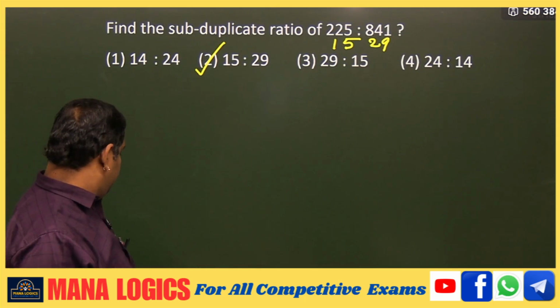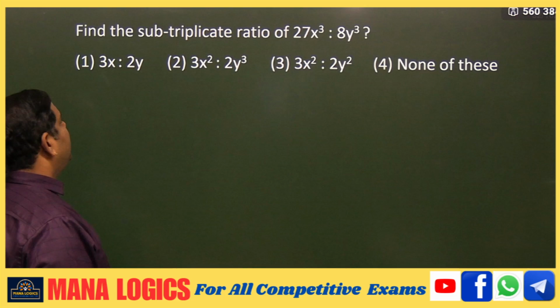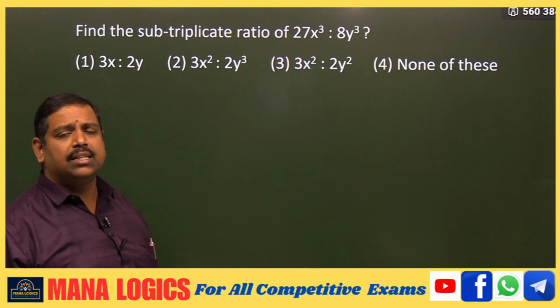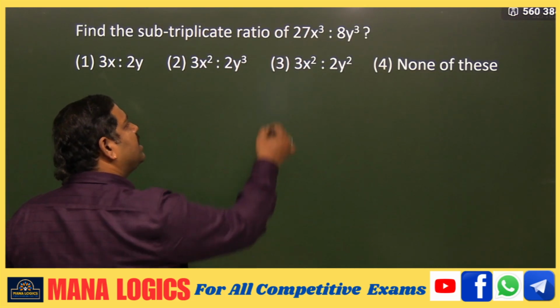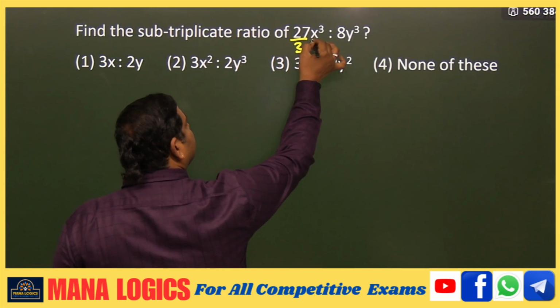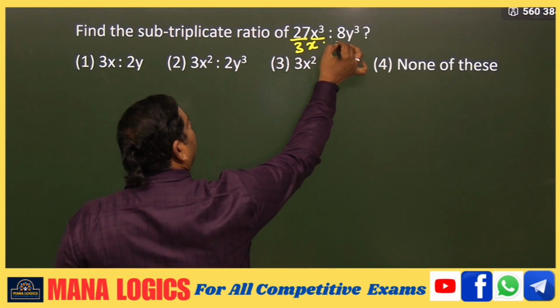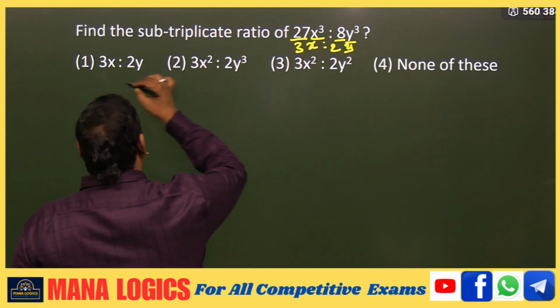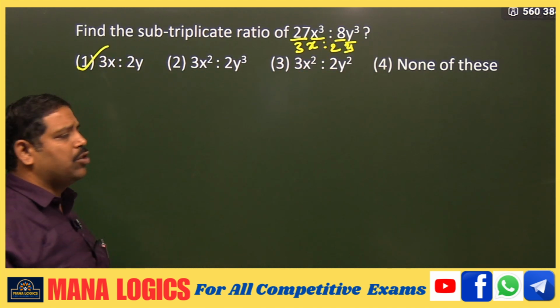Okay. Next one. Find the subtriplicate ratio of 27x cube is to 8y cube. Subtriplicate means cube root. 27 cube root means 3. x cube root means x. 8 cube root is 2. y cube root is y. So answer is 3x is to 2y. So which option is answer? First option.